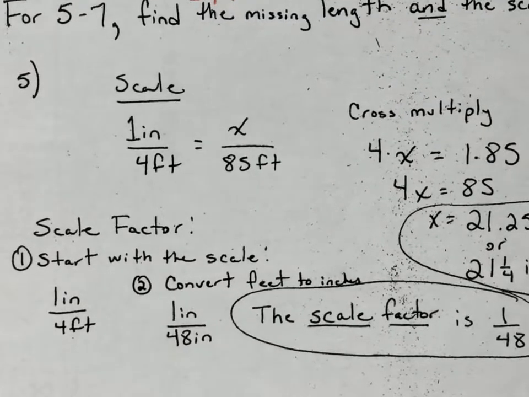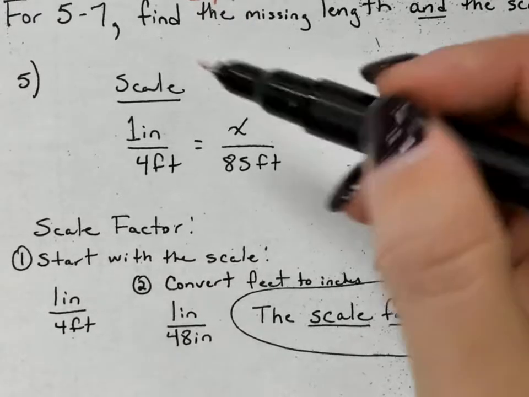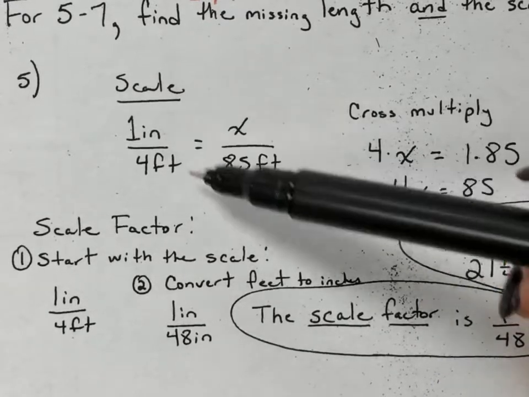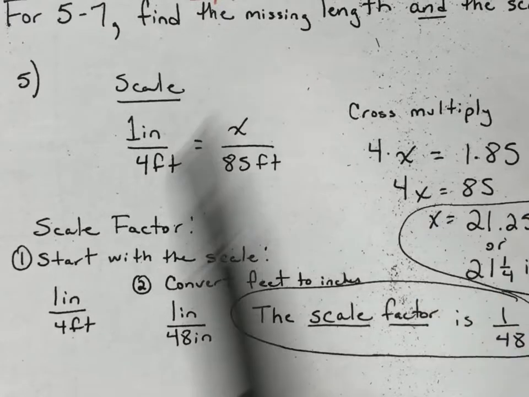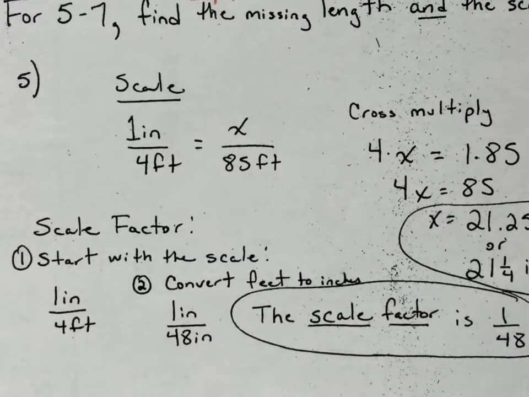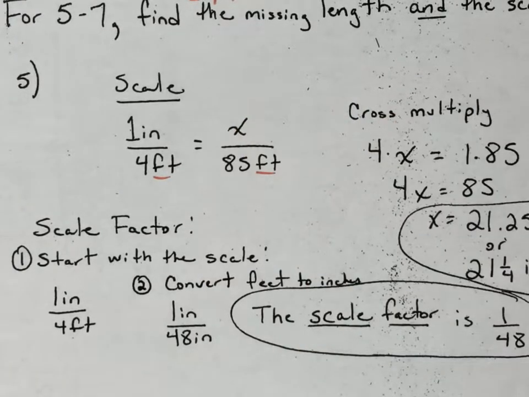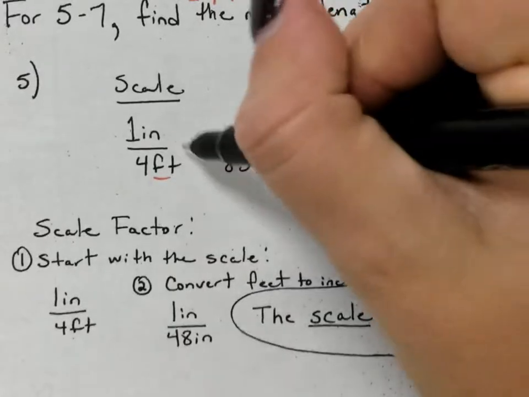So it says that a pond is 85 feet across, and then my scale is 1 inch equals 4 feet. So to set up my proportion, I'm going to use my scale as 1 ratio, so 1 inch over 4 feet. And then I'm going to use that information about the pond being 85 feet for my other ratio. So since it's feet, that's why I know that they're both on bottom. And then I put X on top. So is that it?